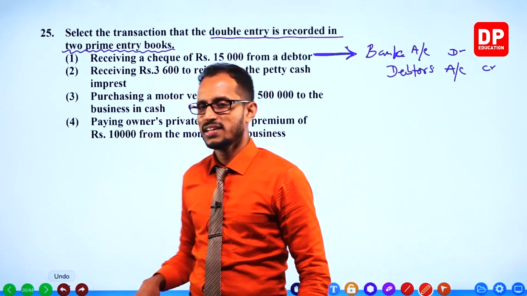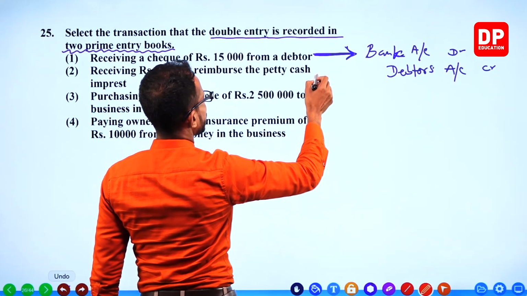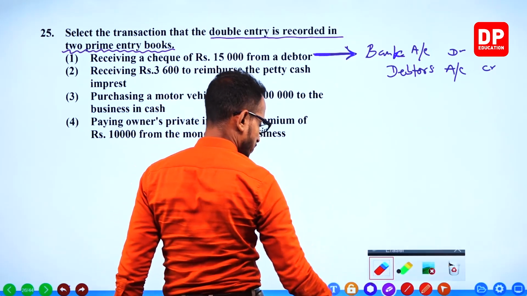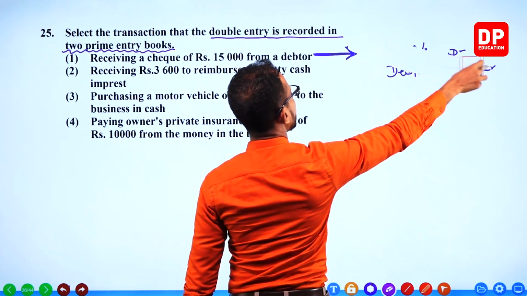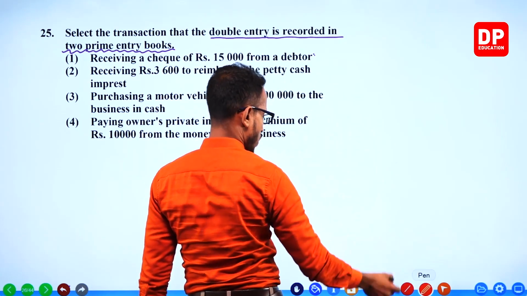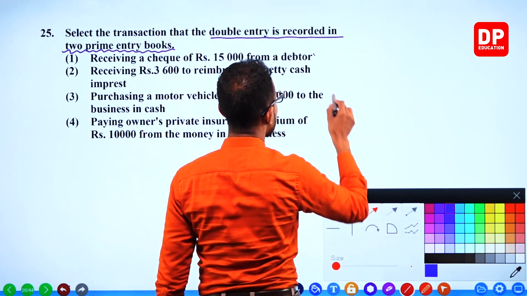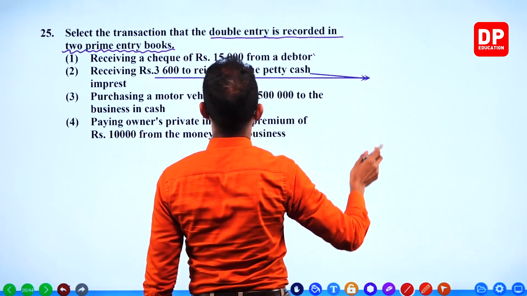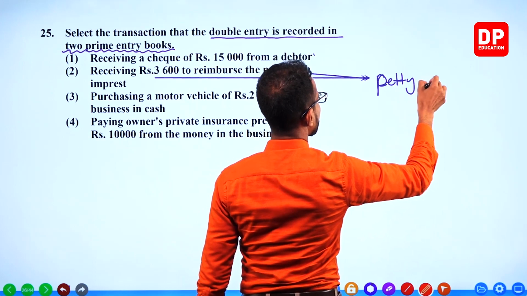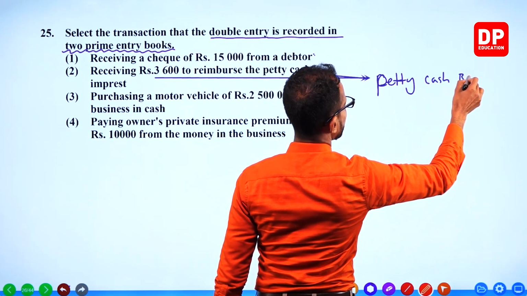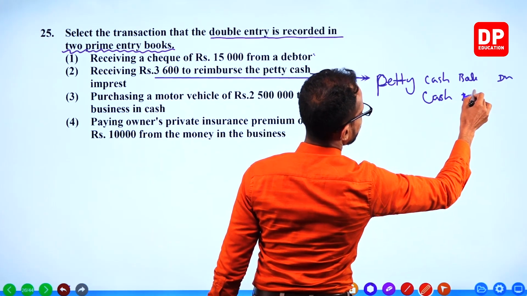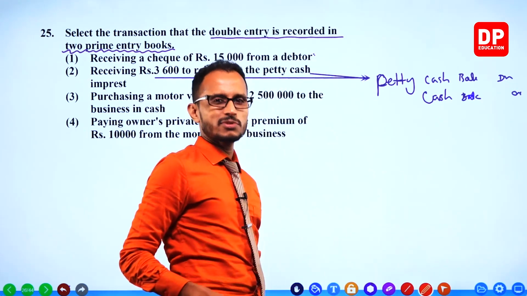The double entry is petty cash book debit, cash book credit. Both are prime entry books, right?